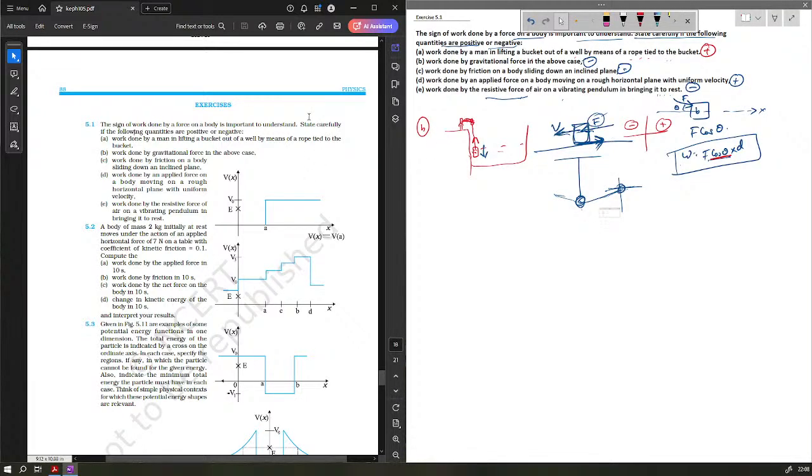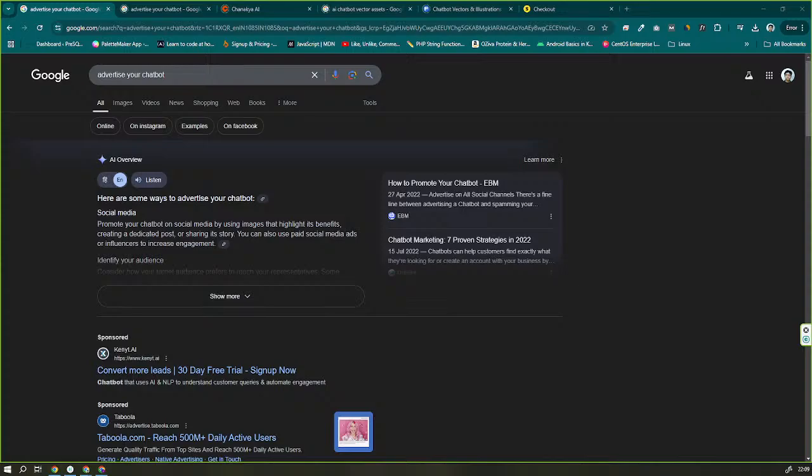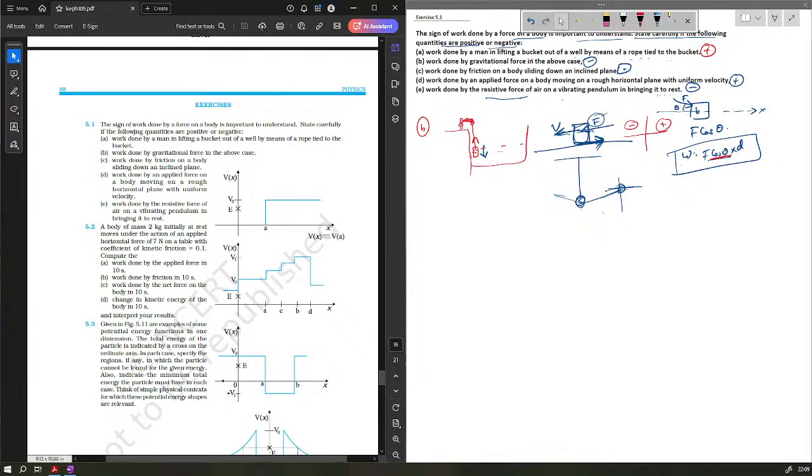The first question is: the sign of work done by force on a body is important to understand. State carefully if the following quantities are positive or negative.